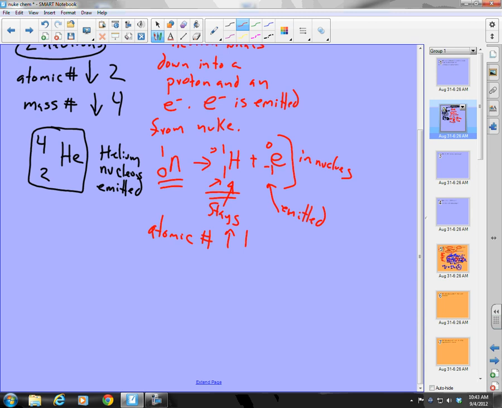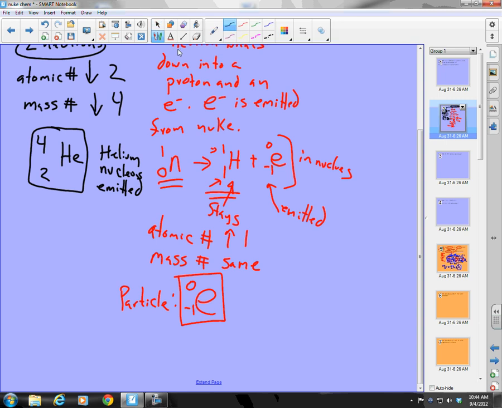What happens to my mass number? Well, I have a neutron, that's a part of my mass number that is lost, but I have a proton that's part of my mass number that's gained, so my mass number stays the same, right? And how do we represent, once again, in our nuclear equation? The symbol for that particle is e, 0 minus 1. Great, and we'll use that later.